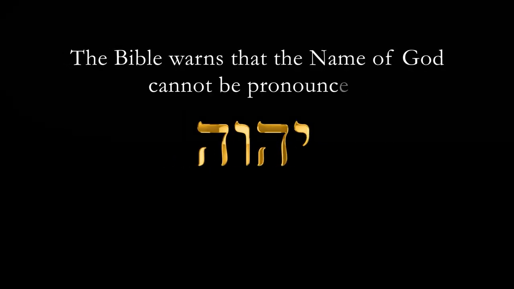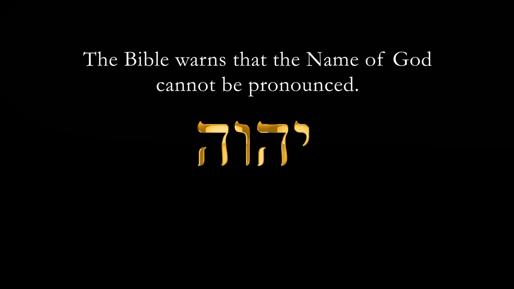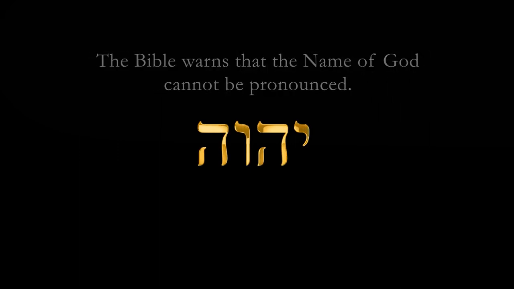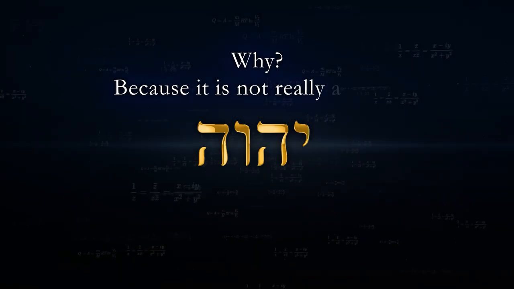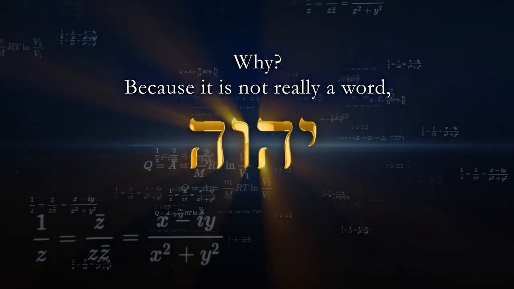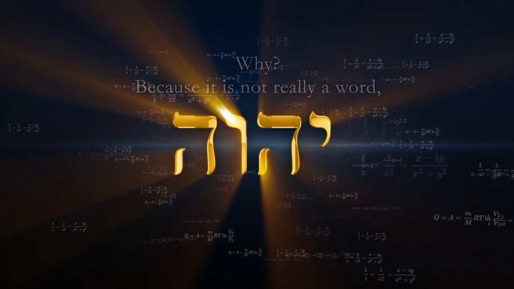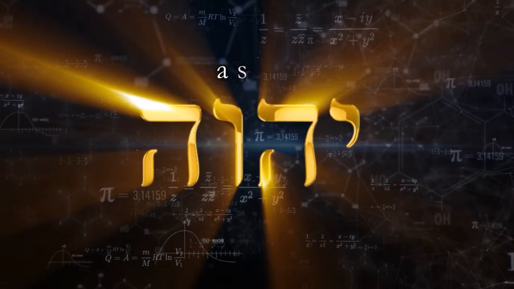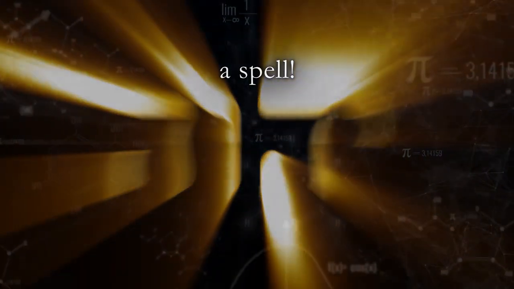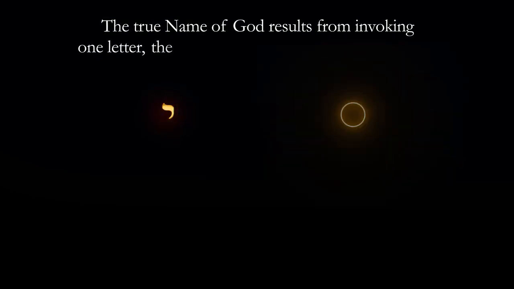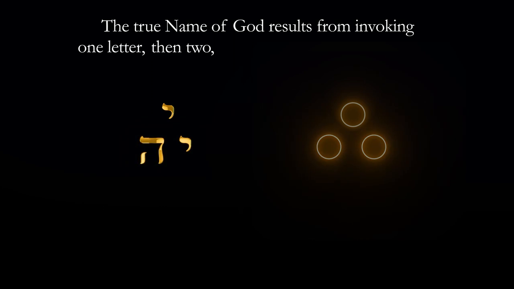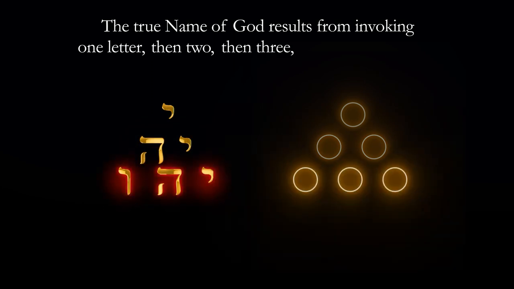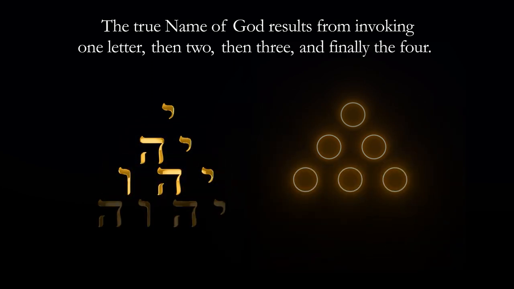The Bible warns that the name of God cannot be pronounced. Why? Because it's not really a word. It's a formula. A spell. The true name of God results from invoking one letter, then two, then three, and finally the four.